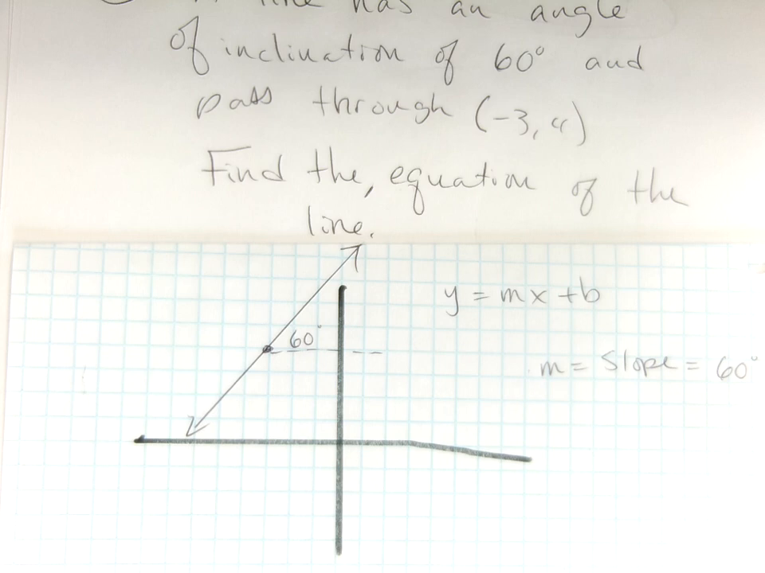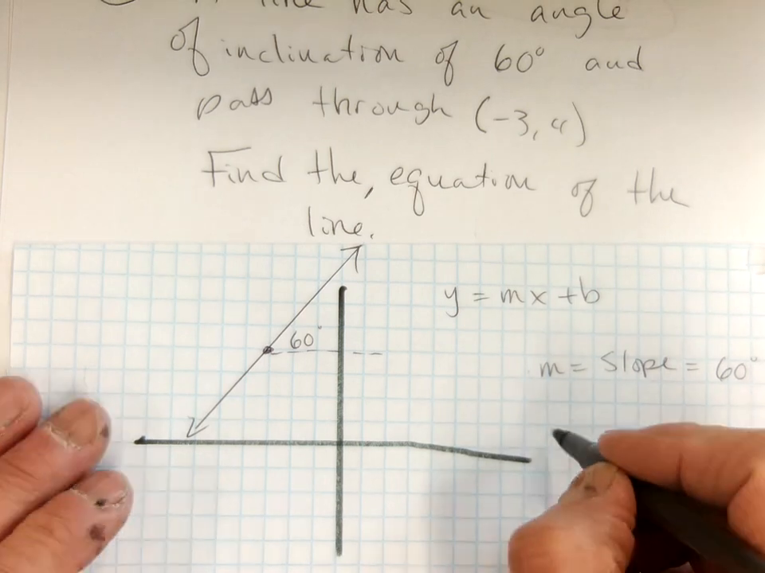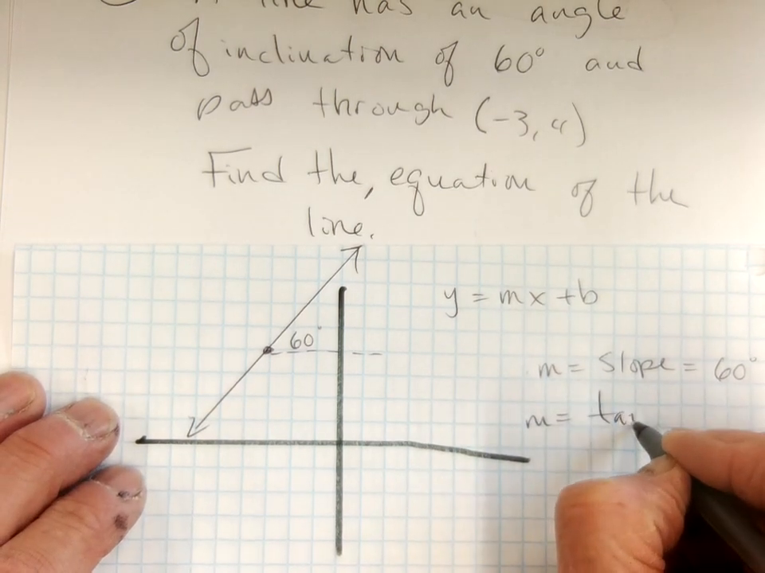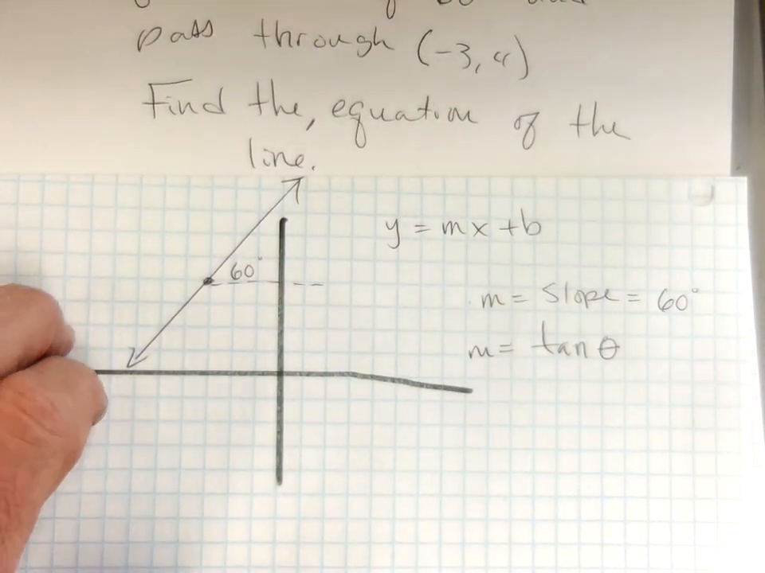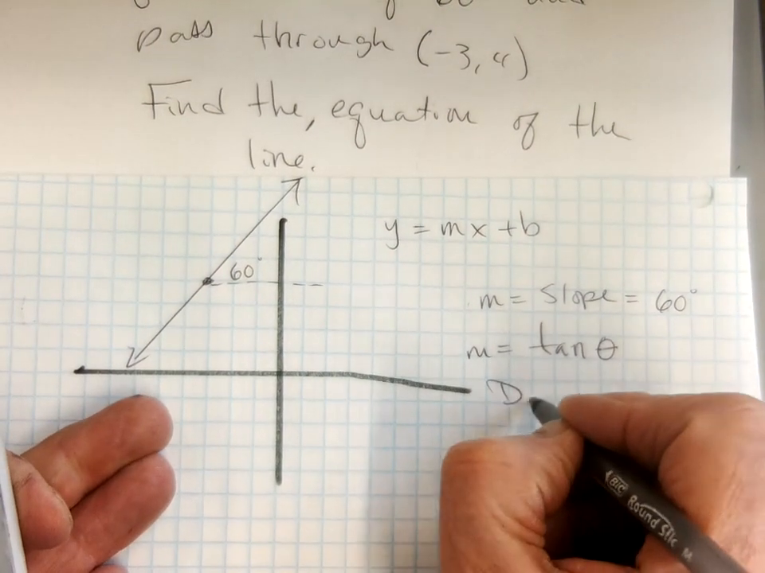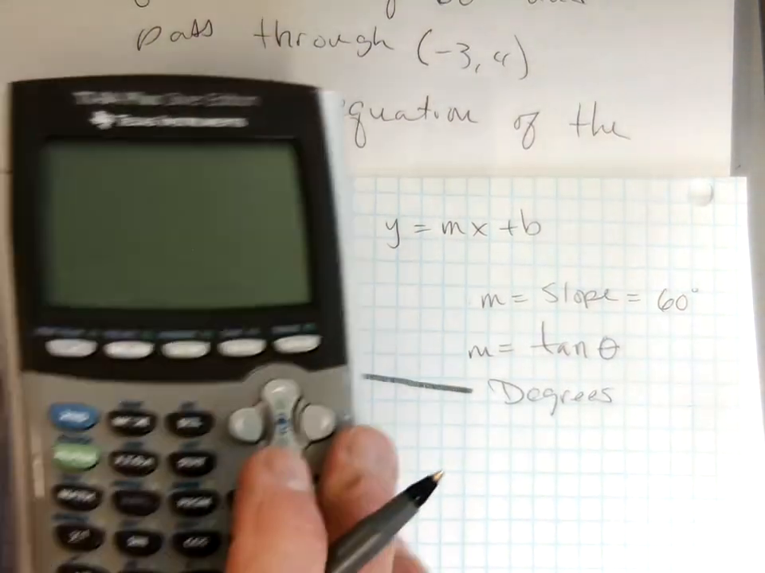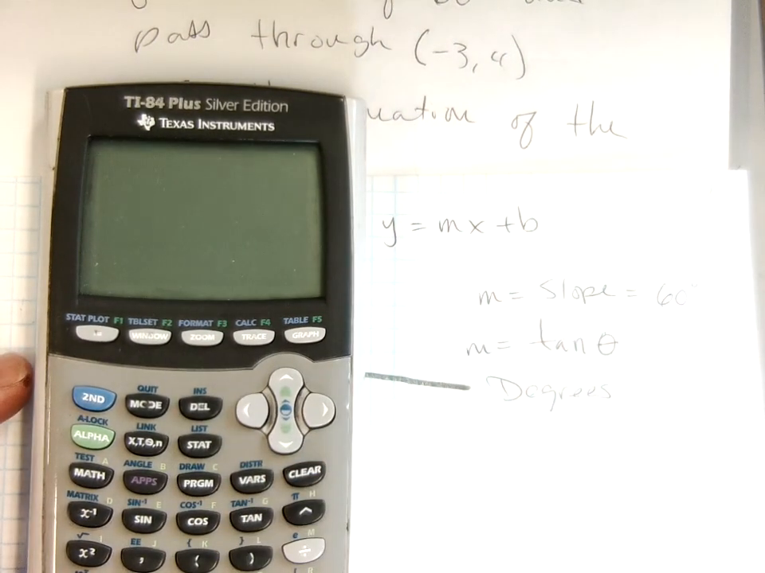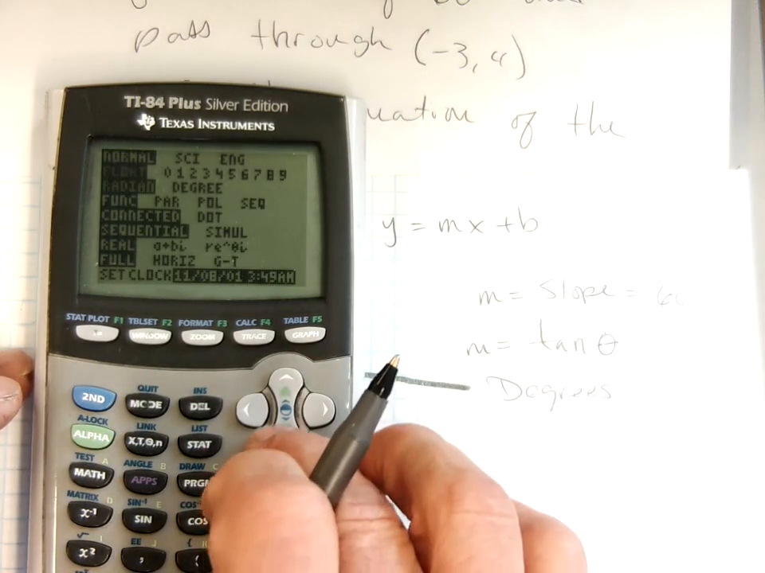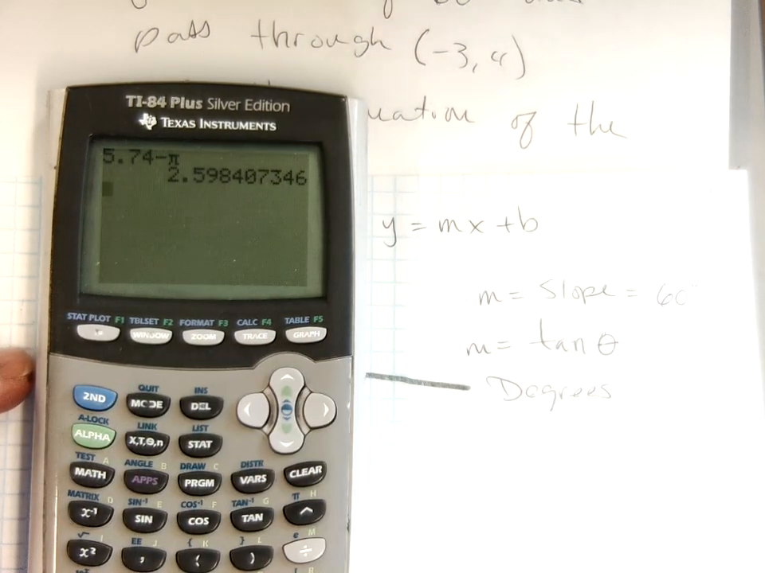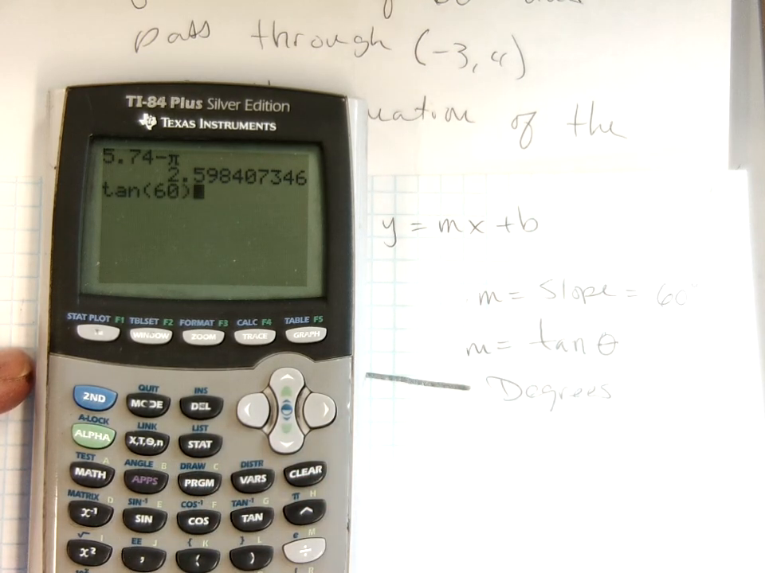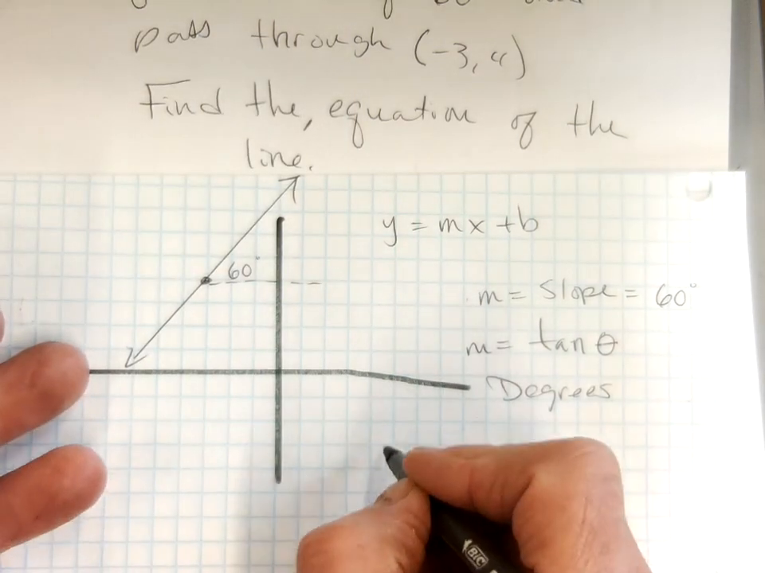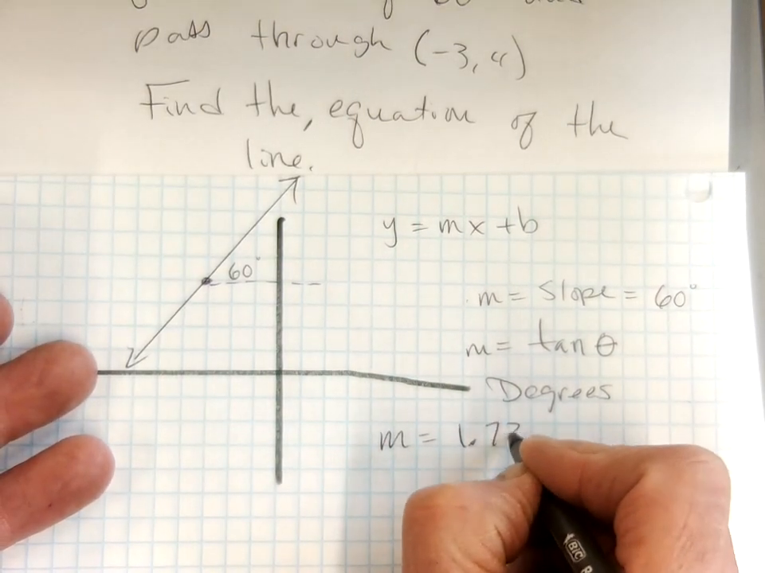Degrees, right? So here's something to write down. Slope is always going to be tangent of theta, always. So slope is always tangent of theta. I'm going to go into degrees. Check my mode, degree. I'm going to go tangent of 60. And I get about 1.73, okay? That's my slope.